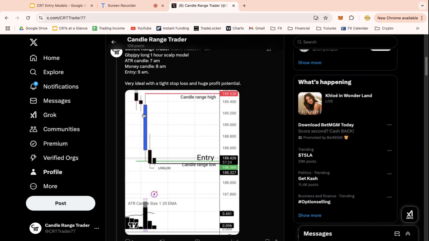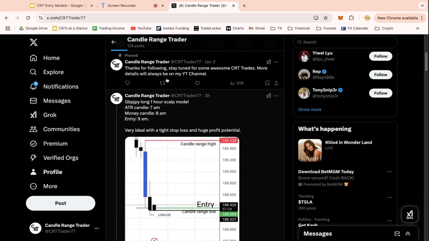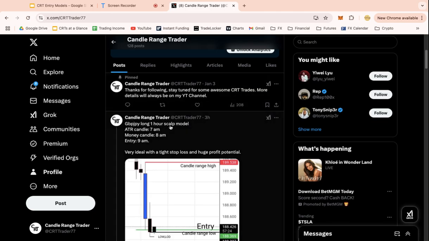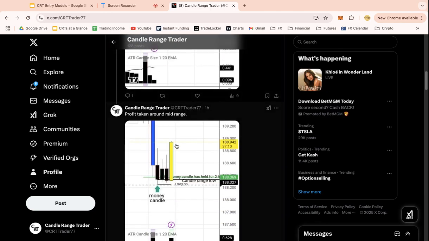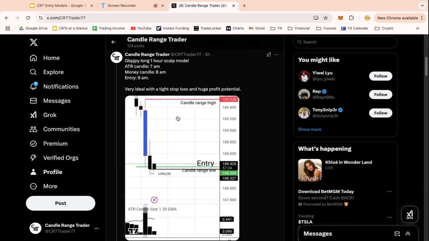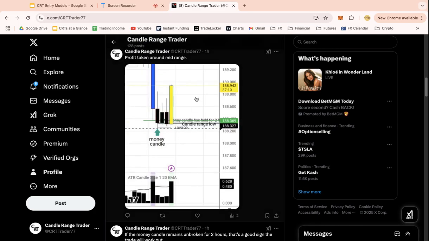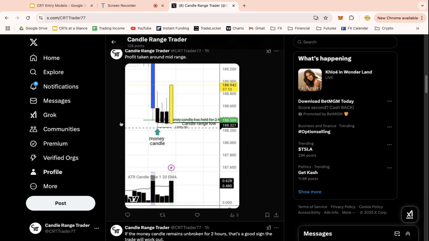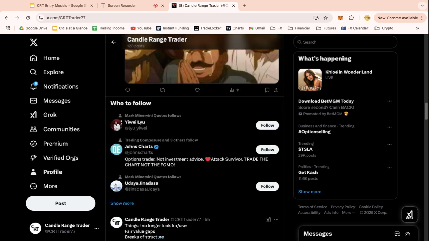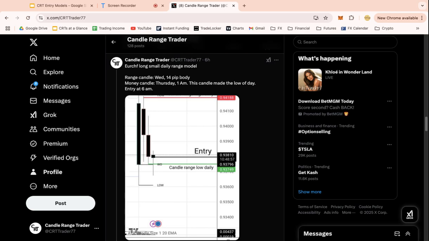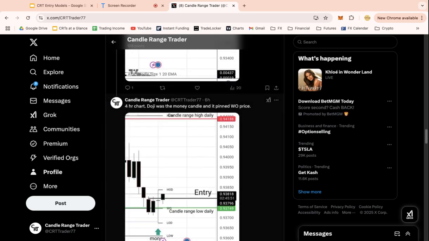For instance, the trade I took today was a GJ long using the 1-hour scalp method. I will tell you what methods I use, and then the results. So this was a winner. Now I call it out in real time. This was 3 hours ago. And then 1 hour ago, I got out at the mid-range. I share some memes sometimes too, but for the most part, it's my chart. That trade's still playing out.